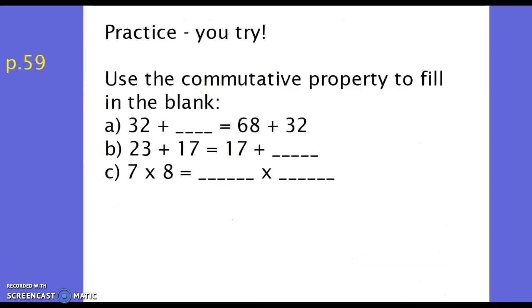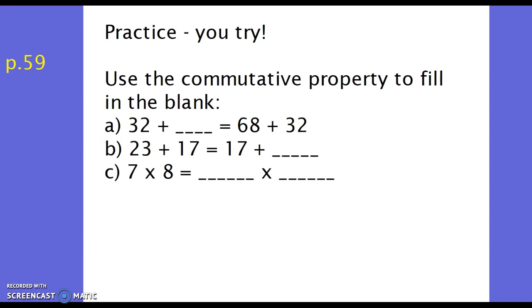Now, if you would, at the bottom of page 59, there's a couple practice problems. Just do the 3 practice problems, A, B, and C. I will tell you that letter A, I believe, is mistakenly written. So look at my screen right here. It should say 32 plus blank equals 68 plus 32. And fill those in, hit pause, and then hit resume when you are ready.